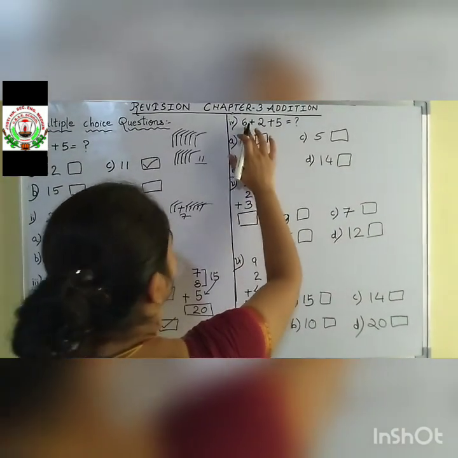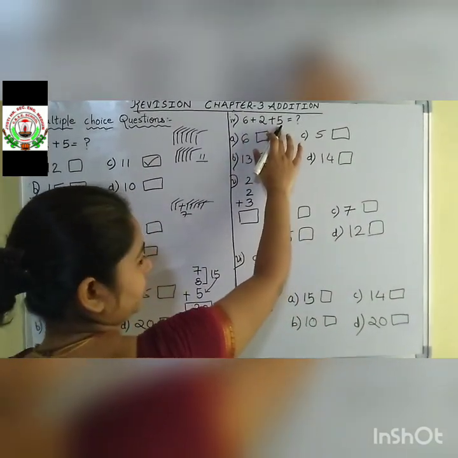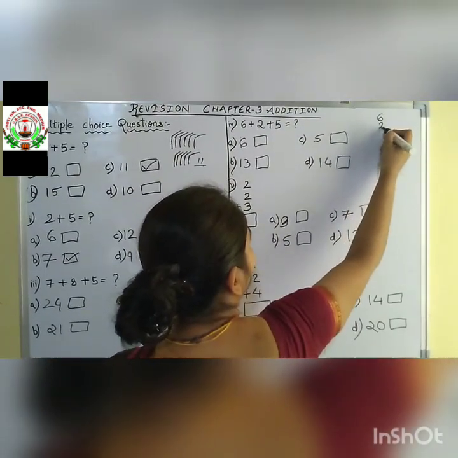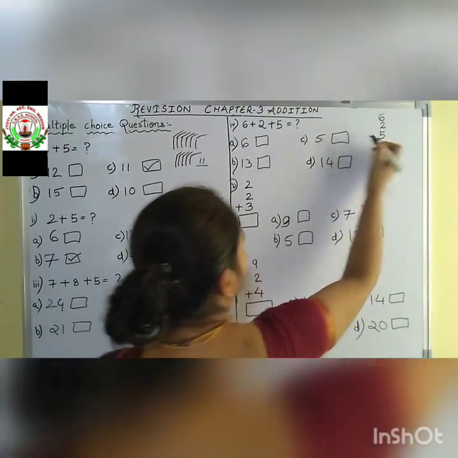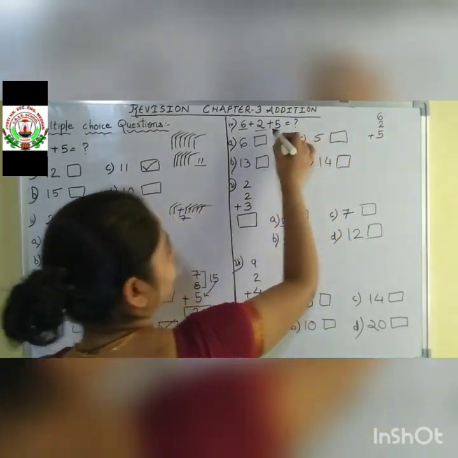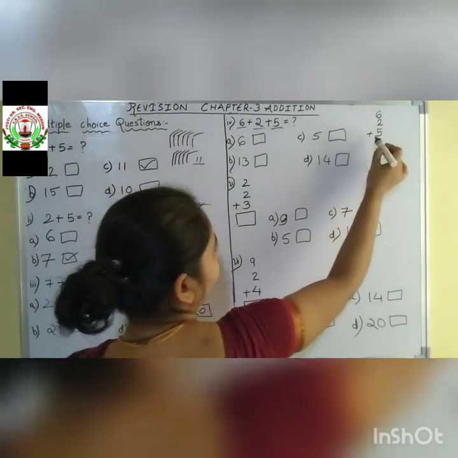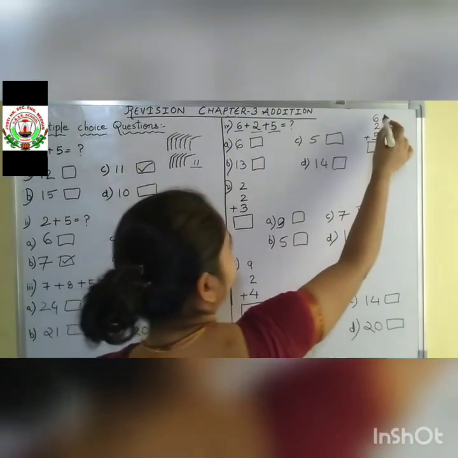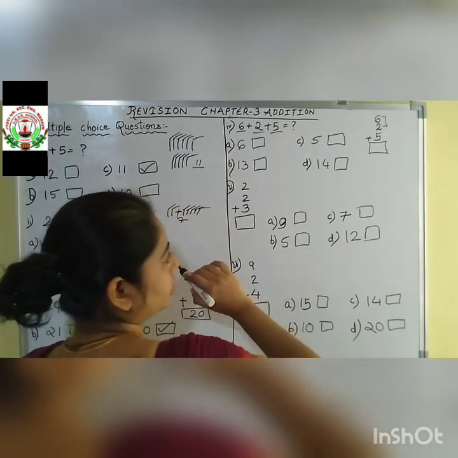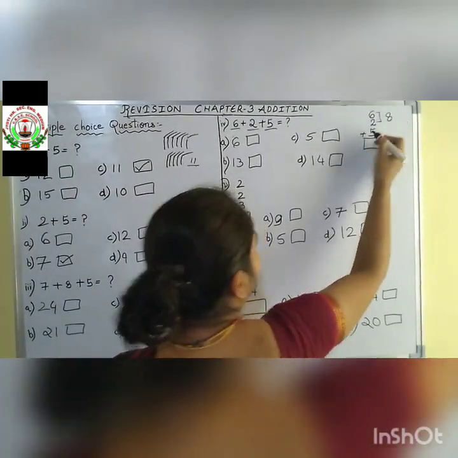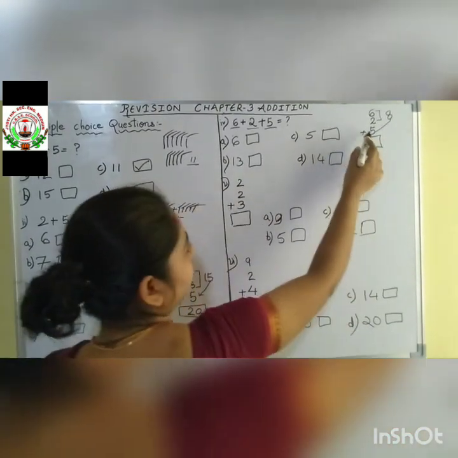Next question, 6 plus 2 plus 5. Again 3 numbers are there. So write down in this way. First write down the first number 6, then the second number 2, then the next number 5. We will write down in this way and do the addition. First do the addition of 6 plus 2. 6 plus 2, children, how much? 8.